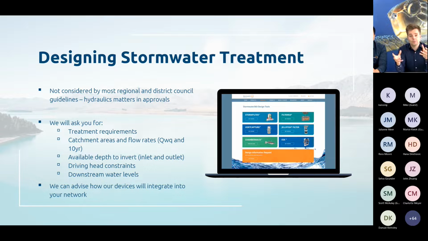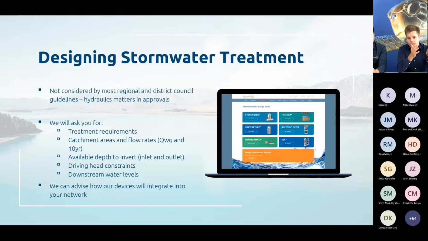Then we'll ask you what the catchment areas are to work out the treatment flow rate and the 10-year flow rates. That works out what size the device is going to be. All of our devices are scalable, so we need to know what size we're looking at. We'll ask for the available depth to invert of both the inlet and outlet, because that lets us know how shallow your pipe network is and the available depth that we have to fit in.